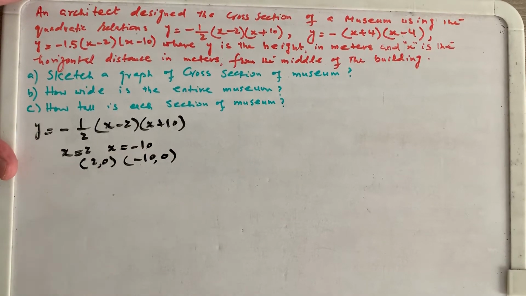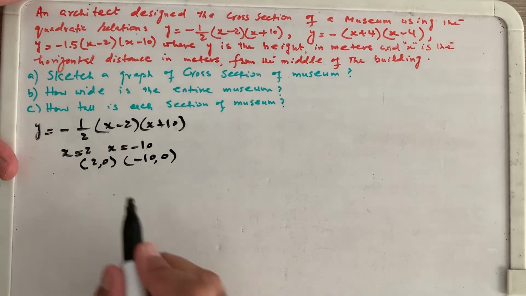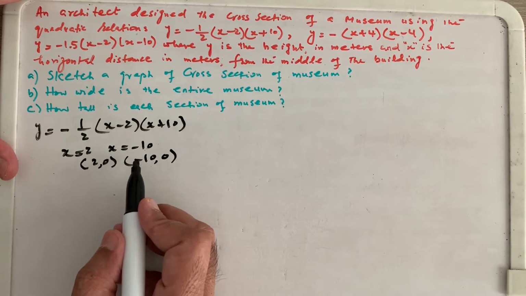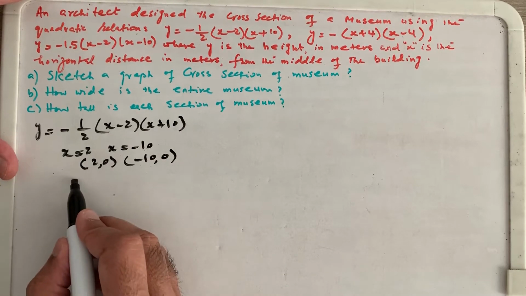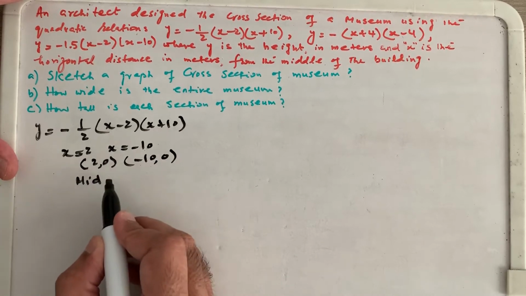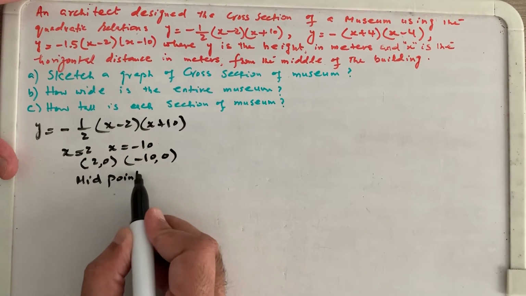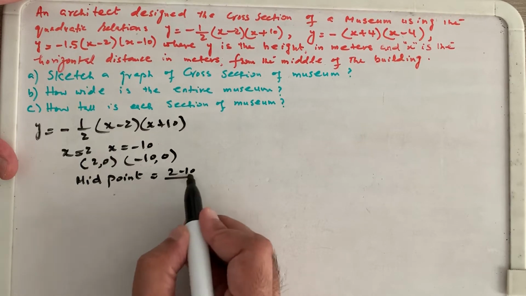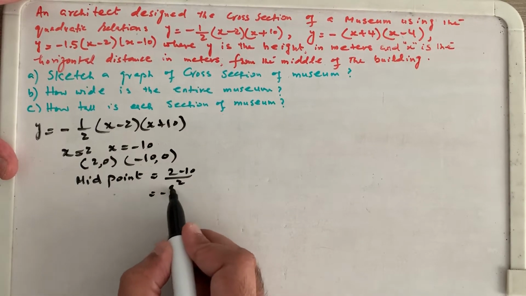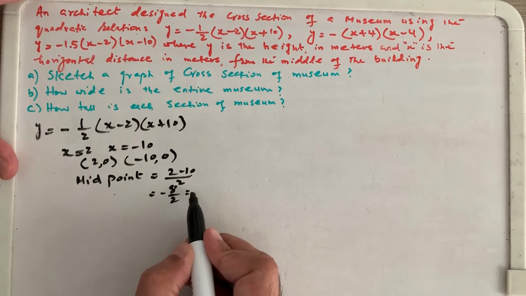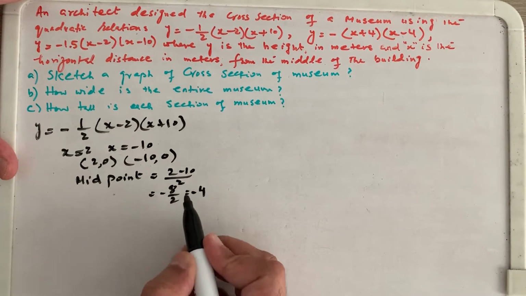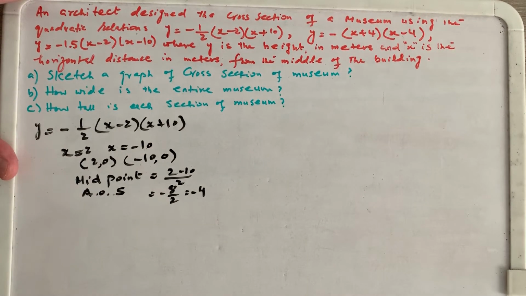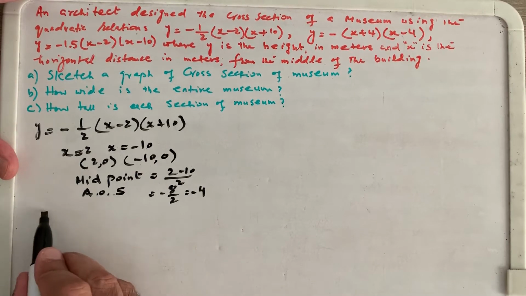Then we can locate the axis of symmetry by taking the midpoint of these two x-values, x equals 2 and x equals minus 10. The midpoint will be the axis of symmetry. So the midpoint is (2 minus 10) divided by 2, which equals minus 8 divided by 2, which equals minus 4. That means this is our axis of symmetry. And the axis of symmetry also gives us the x coordinate of the vertex.